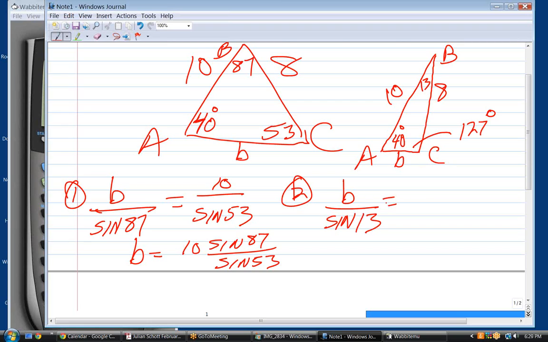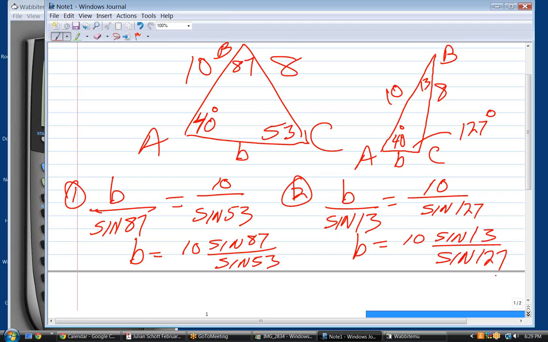Equals what? 10 over sine of 127, which happens to be the same as 10 over sine of 53. The sine of 53 is the same number as the sine of 127. But, nonetheless, we come up with a B of 10 times sine of 13 divided by sine of 127. And you've solved both triangles now.